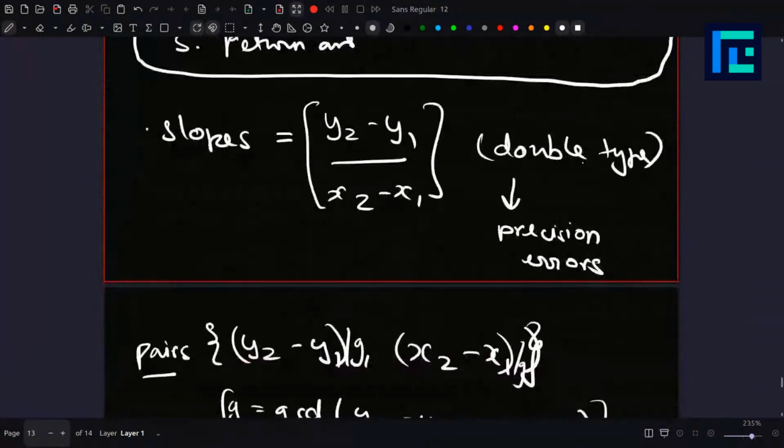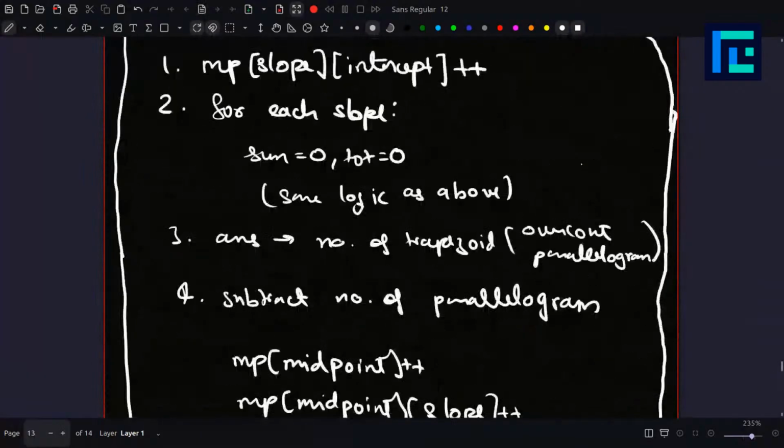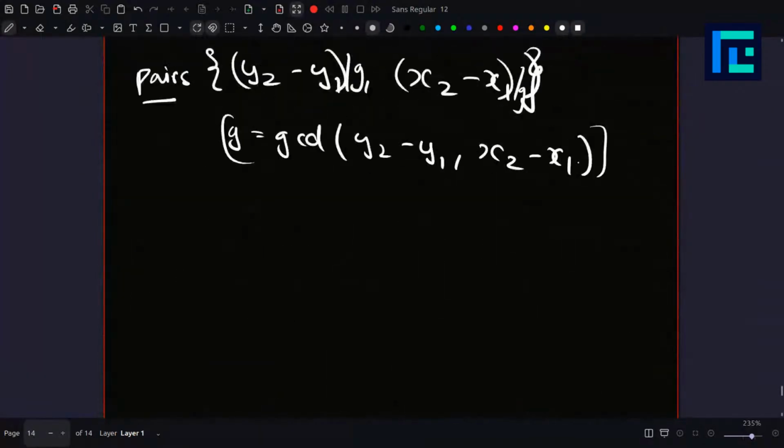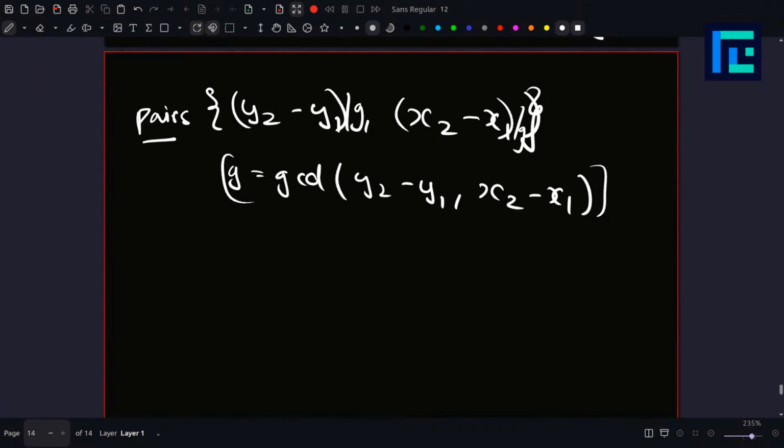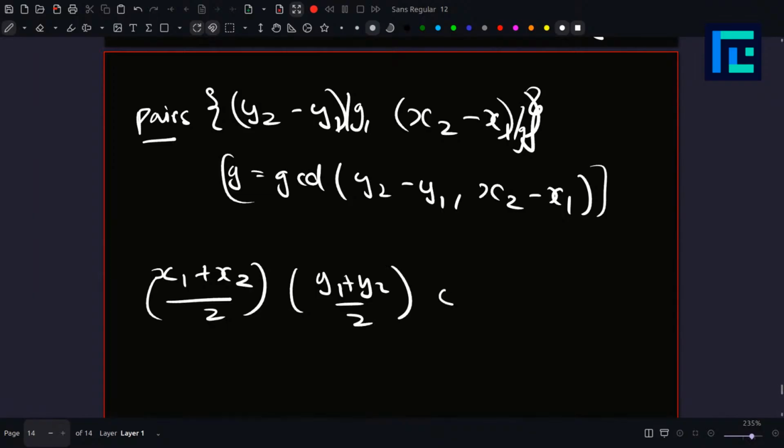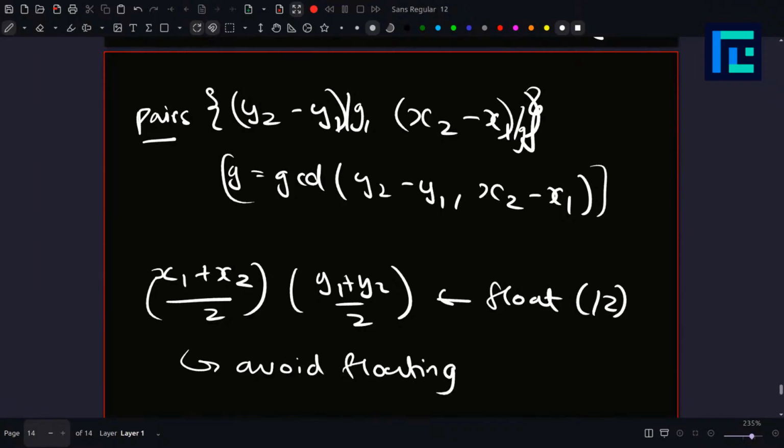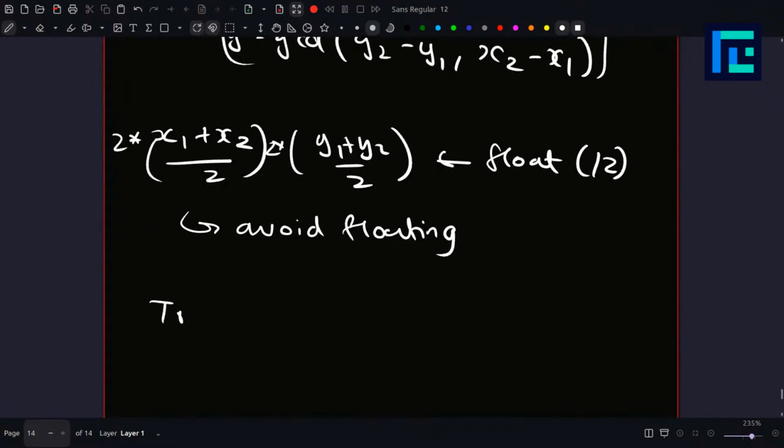Similarly, while finding the intercept, make sure not to use doubles anywhere because that causes problems. As for the midpoint, we're finding the midpoints of the points, x1 plus x2 by 2, y1 plus y2 by 2, right? So this will also again become floating point because we're dividing by 2. But we can avoid floating point simply by multiplying by 2. It doesn't matter. We just need to know whether they're equal or not, right? So these are all tricks to avoid doubles or floats.